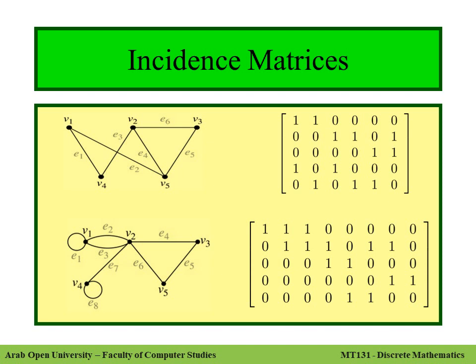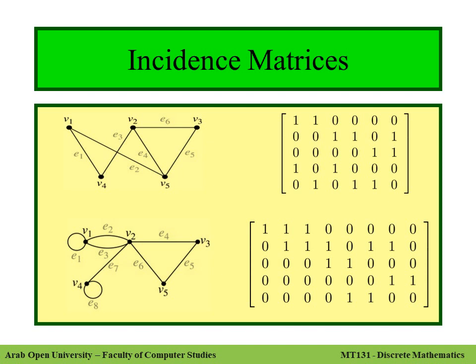Here is one that has multiple edges. For example, in the second example, notice E2 and E3 are multiple edges. They connect V1 with V2. So E2 and E3 will have identical columns, and they're incident with the same vertices. If you look at the second column and the third column, they are identical because the second column represents E2, the third column represents E3. They connect the same 2 vertices, so they are identical.